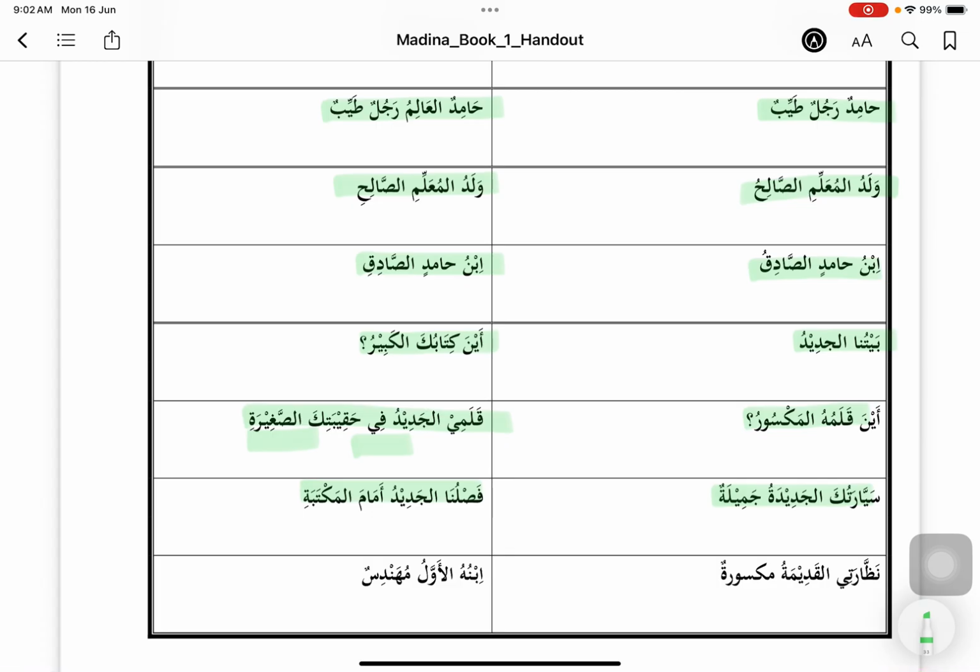Inshallah. Nadharatil qadimatu maksuratun. Nadhara is glasses, the spectacles that you wear. Nadharati, my glasses. Al-qadimatu is going back to the glasses. So my old glasses are broken. Ibnuhul awwalu muhandisun. Al-awwal means the first. So Ibnuhu, his son, al-awwalu, his first son, meaning his eldest son, muhandisun, is an engineer.